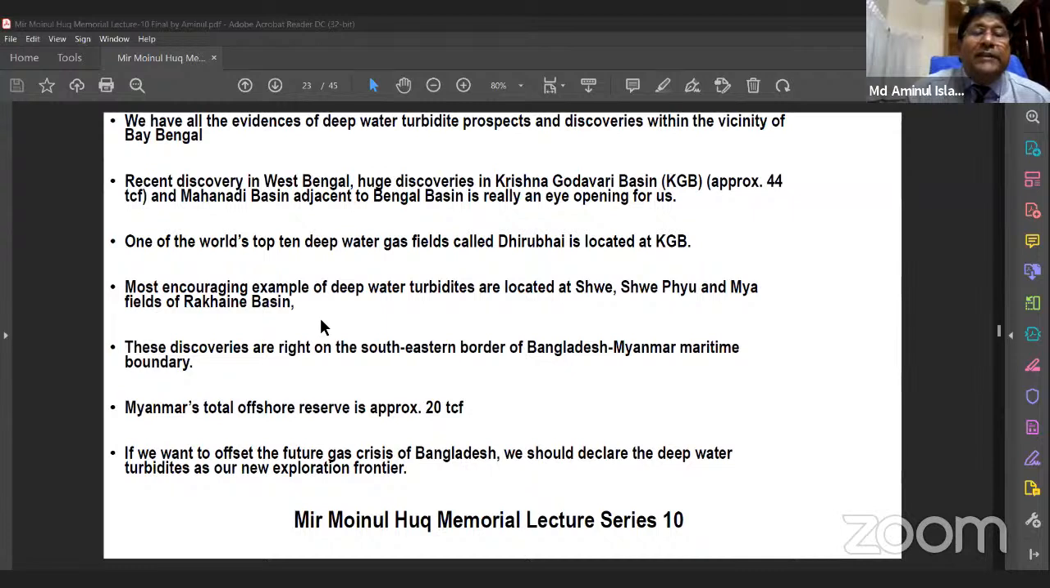The most encouraging examples of deep water turbidites are located at the Shwe field, Shwe Phyu, and Mya fields in the Rakhine Basin. These discoveries are right on the southeastern border of the Bangladesh-Myanmar maritime boundary. And Myanmar has a total offshore reserve until now of 20 TCF. So considering all the evidence, if we want to offset the future gas crisis of Bangladesh, we should declare deep water turbidites as our new exploration frontier.